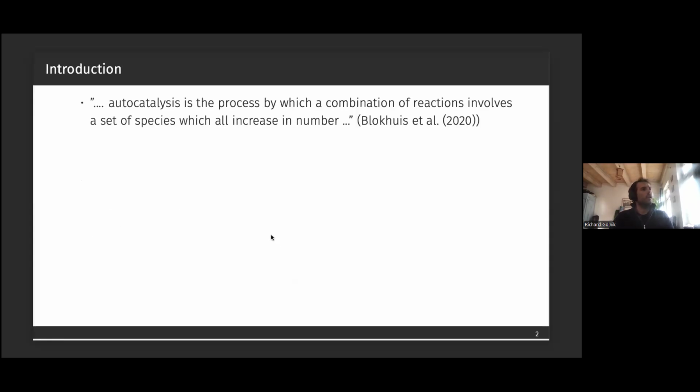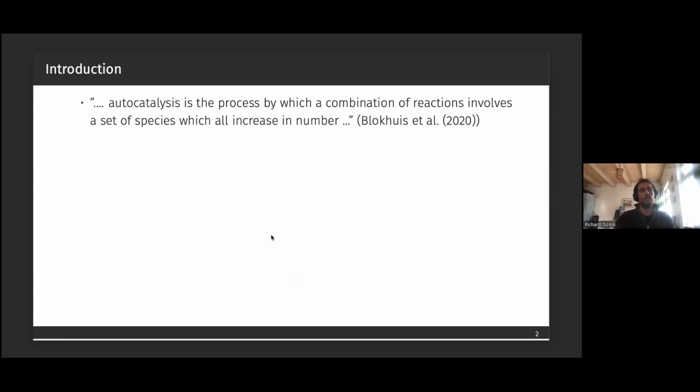So first of all, what is autocatalysis? So autocatalysis is, as Alex Blockhaus in 2020 has framed it in his paper, the process by which a combination of reactions involves a set of species which all increase in numbers. And that means we have a set of reactions, we have a set of species, and we apply the reactions a couple of times, not the same amount of times, but we get a net increase for all the species.